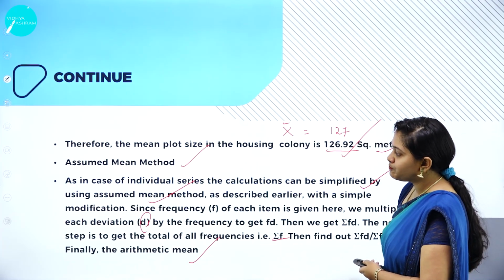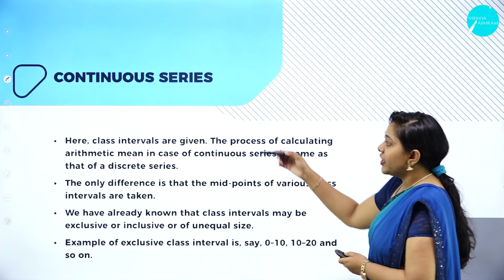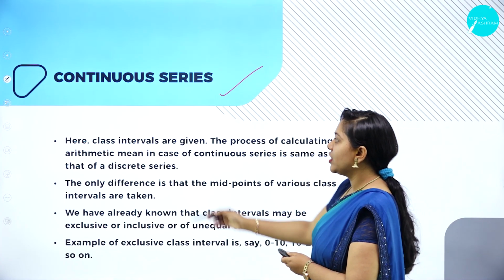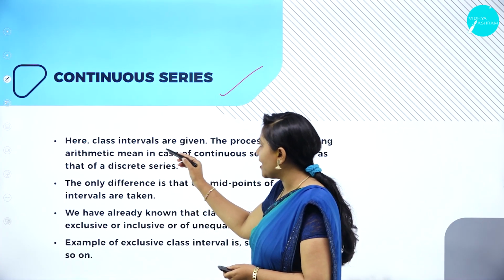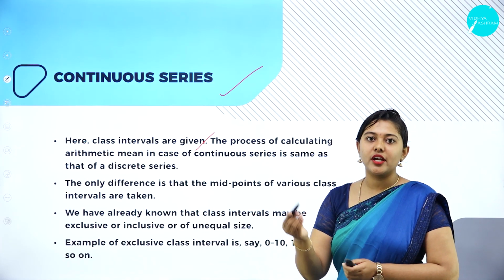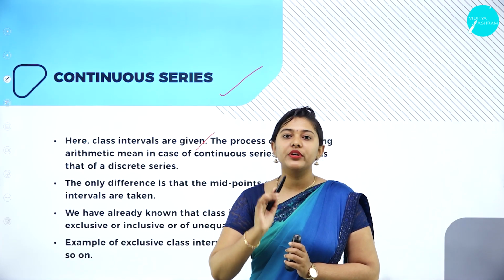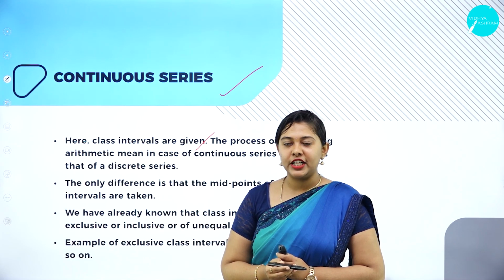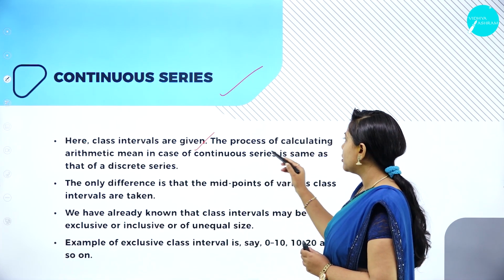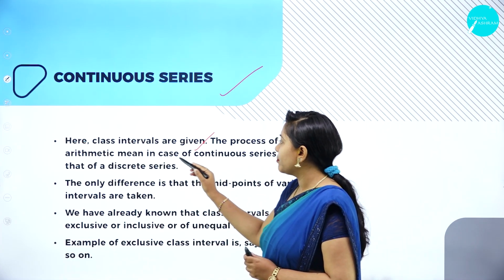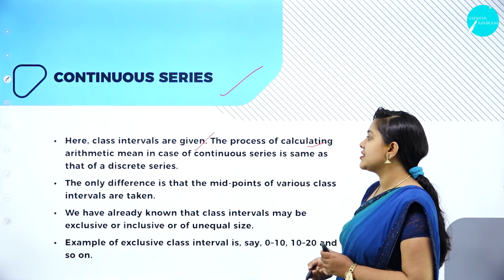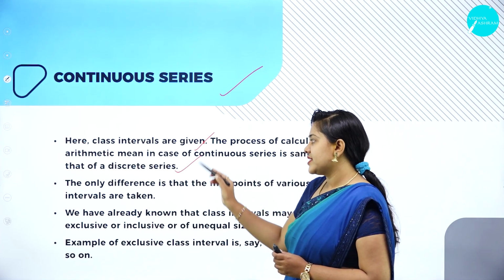Moving forward, we have continuous series. So here in continuous series, the class intervals are given. As I have bifurcated between grouped data and ungrouped data, this is grouped data. The process of calculating arithmetic mean in case of continuous series is similar to discrete series.